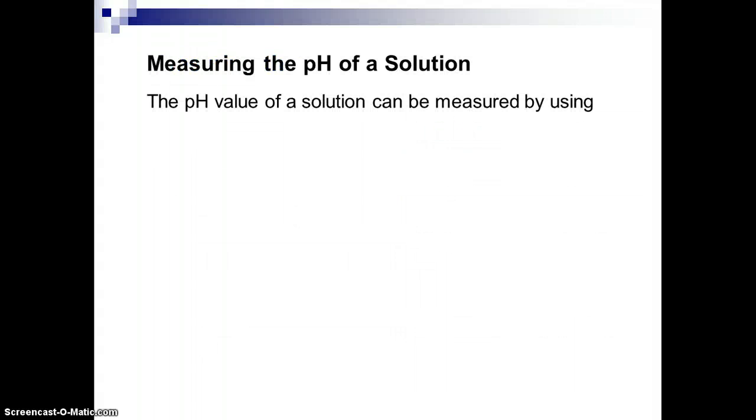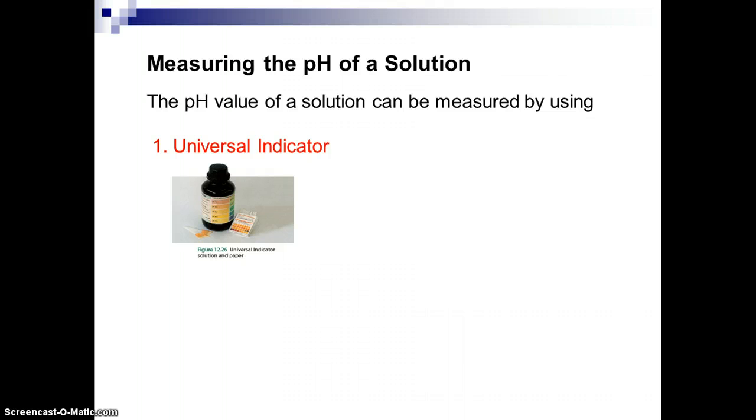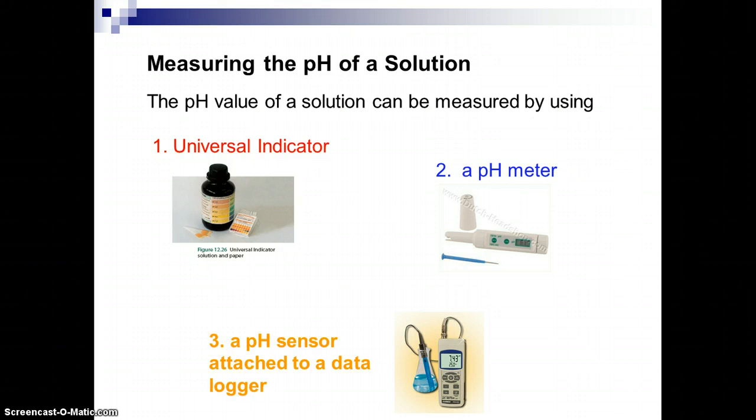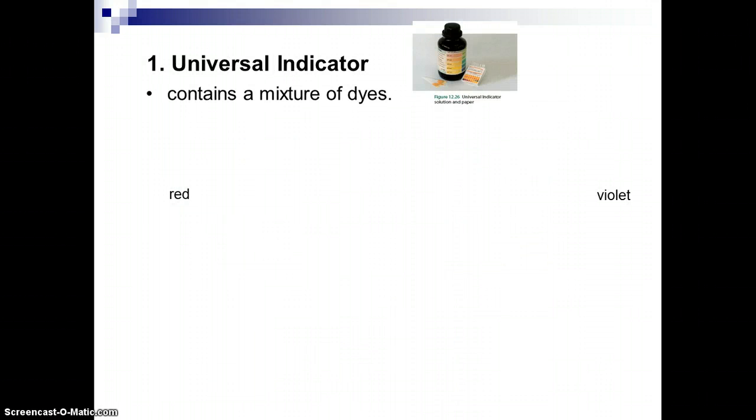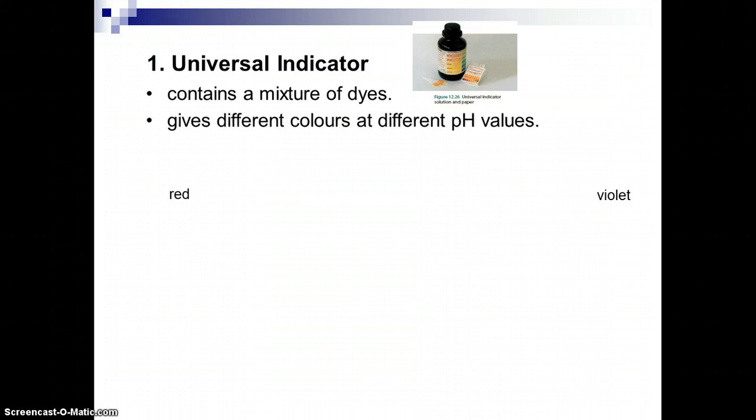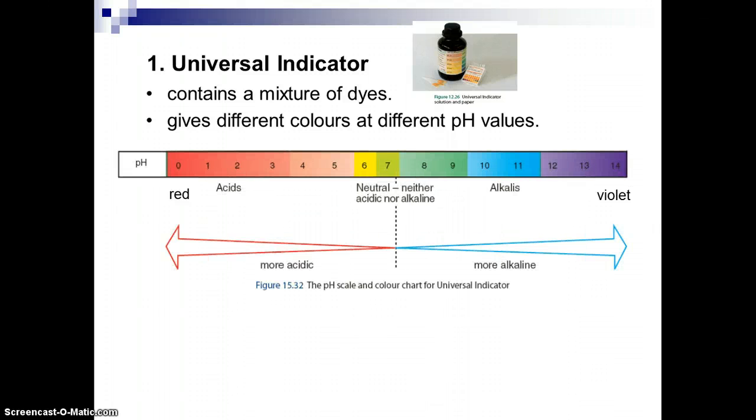Okay, measuring the pH. The pH value of a solution can be measured in three ways. One, using universal indicator. Two, a pH meter, or three, a pH sensor attached to a data logger. Universal indicator is actually a mixture of dyes that gives different colors at different pH values. It starts from red, which is very acidic, to violet, which means very alkaline.